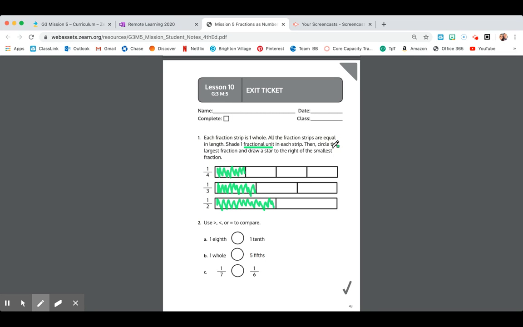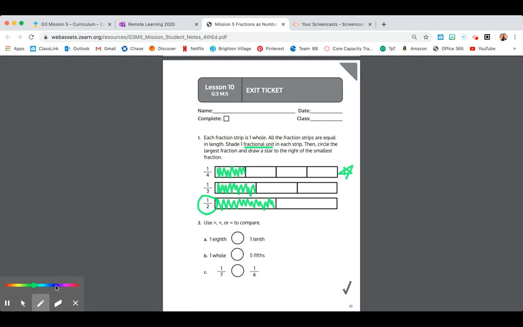Now I can go back and reread. It says, then circle the largest fraction and draw a star to the right of the smallest fraction. As I look, it seems pretty obvious to me that 1/2 is our largest fraction. It takes up the most space and is bigger than both 1/3 and 1/4. 1/4 is the smallest fraction, and that is why I draw a star to the right of the smallest fraction. It is the smallest piece compared to 1/3 and 1/2.